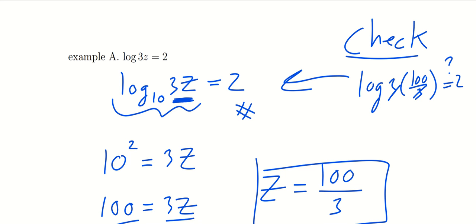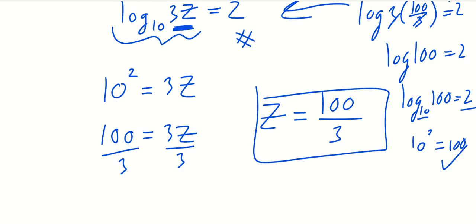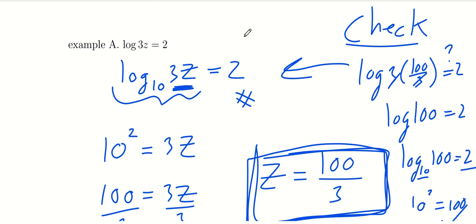Well, the 3's cancel, so multiplication by 3 and division by 3 cancel. We get log of 100 equals 2. Remember, this is common log. If you want to, you can explicitly write the base out if it's helpful. And this is absolutely correct. Because if we rewrite it as an exponential statement, this is saying that 10 raised to the second power gives us the value 100, which we know is correct. Therefore, we know that z equals 100 over 3 is the solution to this equation.